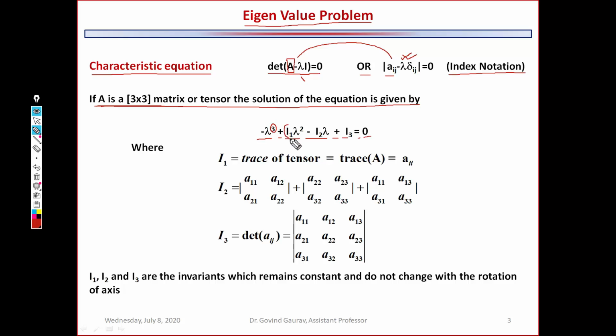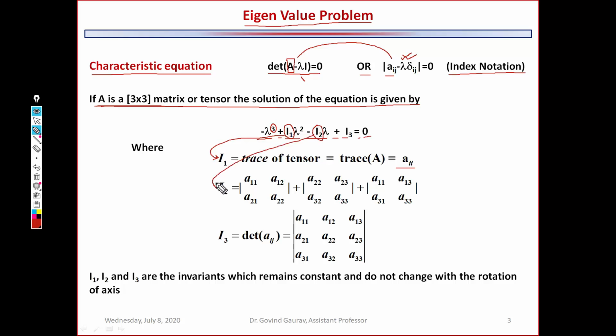The term I1 represents the trace of the tensor, which is the sum of all the diagonal terms. If we are talking in terms of the principal stresses, we will say sigma 11, sigma 22 and sigma 33. Whereas if we are speaking in general terms, we will say sigma xx, sigma yy plus sigma zz.